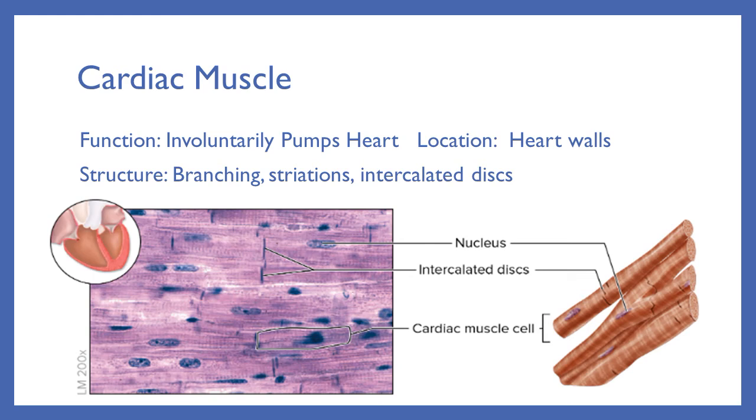Cardiac muscle, on the other hand, is a muscle that does not attach to the bone. It's only present in the heart, and it involuntarily, without your conscious control, will contract and pump the heart. It's located in the heart walls, and because there are no bones to attach to, the cells attach to each other. They do this at special joints called intercalated discs. Striations are present, and the cells also branch. A big difference from our skeletal muscles.